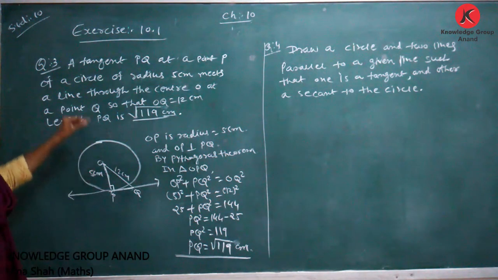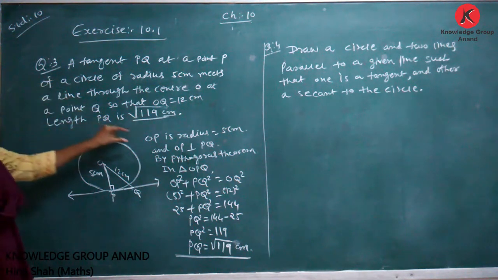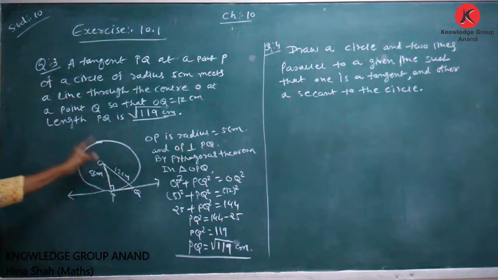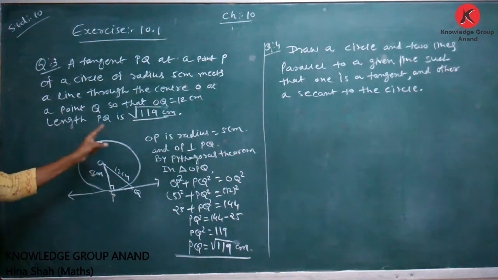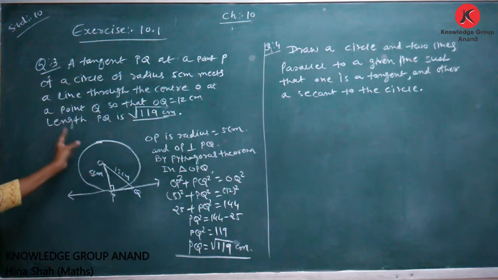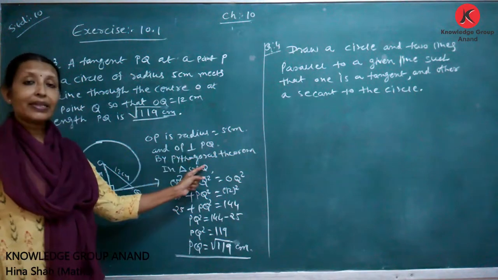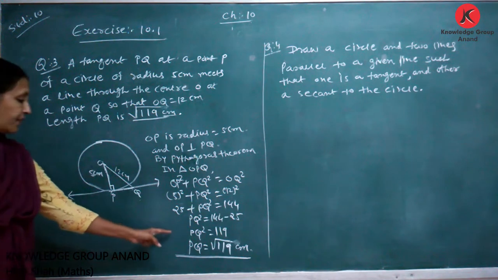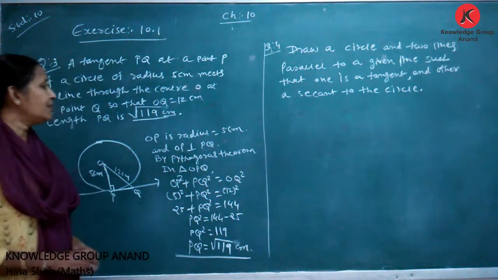Suppose the option is not given, calculate the sum, then find the length of PQ, otherwise just find PQ. Then we write this type: a tangent PQ at point P of a circle of radius 5 cm meets a line through the center O at a point Q so that OQ is equal to 12 cm. Find length PQ. OP is perpendicular to PQ. By the Pythagoras theorem, OP square plus PQ square is equal to OQ square. We find PQ is equal to under root 119 centimeter.